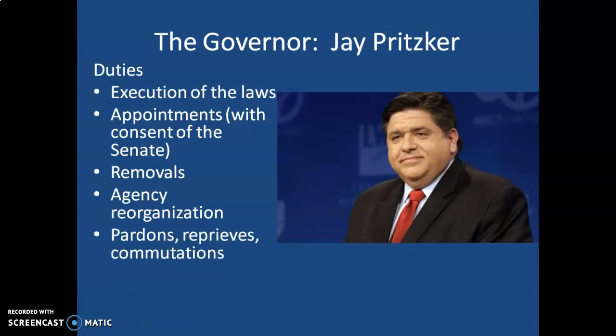He also is given the power of pardons, reprieves, and commutations. So what are those? A pardon happens when, if you are convicted of a crime, the governor can pardon you. If the governor pardons you, that means that you are released from prison and the record of your crime is wiped clean. It's as if you never did the crime in the first place. That is a pardon, okay?